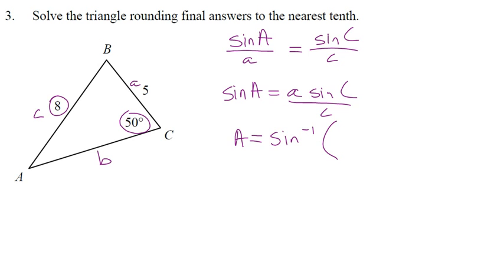Now here's what happens. If you just work this out, somebody do it: 5 sine 50, close bracket, divided by 8, enter. 0.47, right. Okay. Is this likely 0.47 degrees?